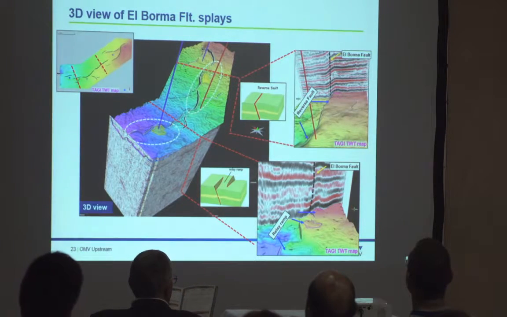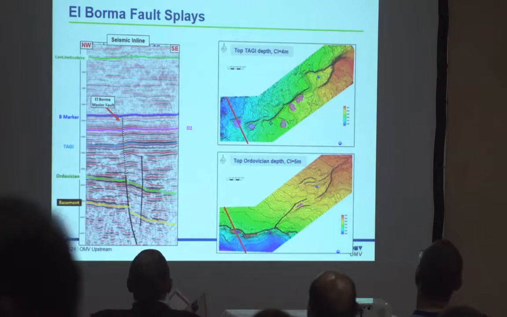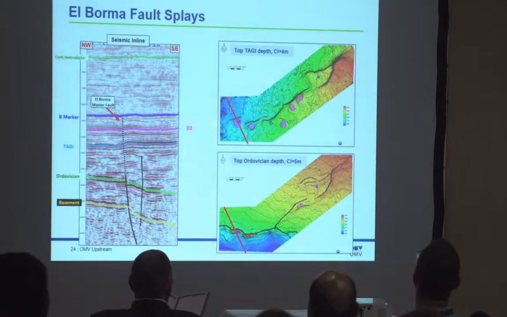This is a 3D view of this Borma fault splay showing the different associated geometry. We have this kind of initial faults associated along the east-west branch and the inversion along the northeast-southeast branch. Now we generated some random lines along the two branches of the faults.